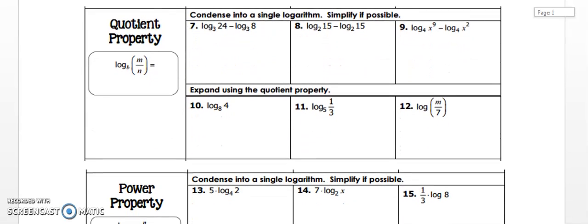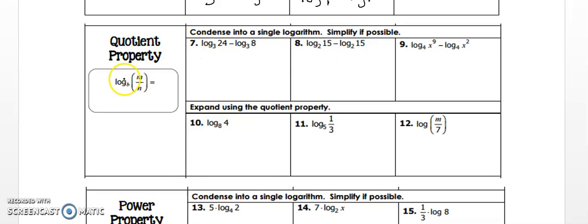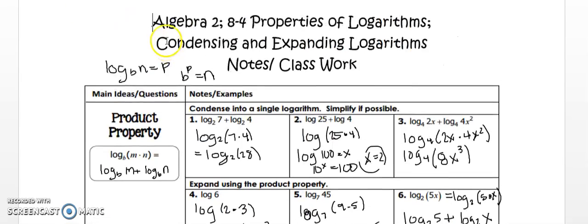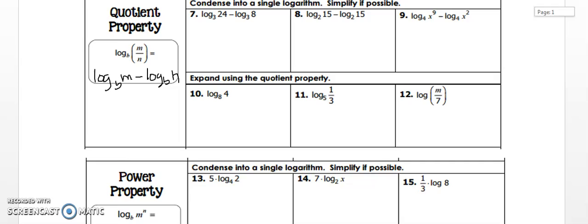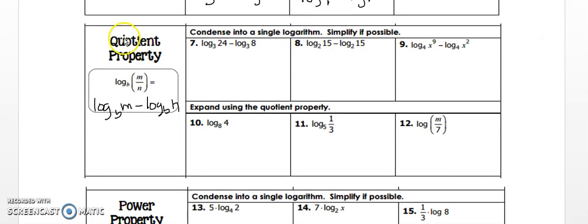All right, let's look at the quotient property. Quotient means dividing. So we have log base b of m divided by n. Well, multiplying was addition, so dividing is going to be subtraction. So this is going to become log base b of m minus log base b of n. Simple as that. And once again, we can either condense it into one log or we can expand it.